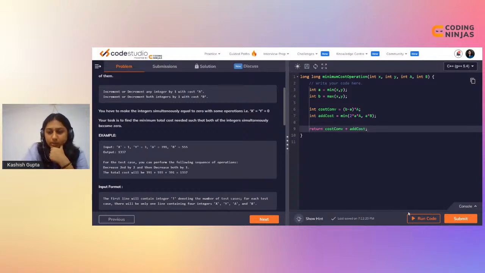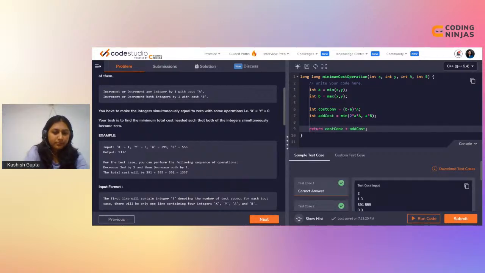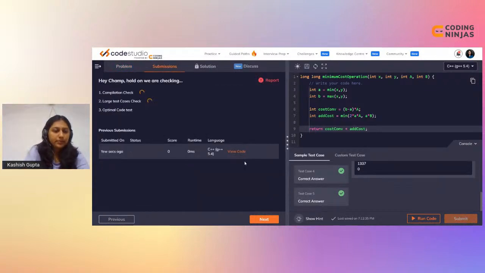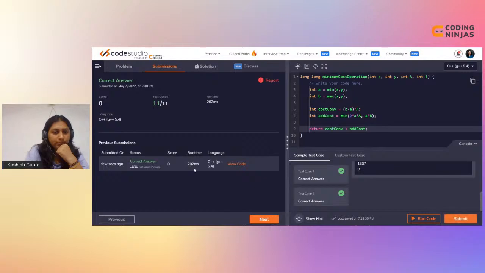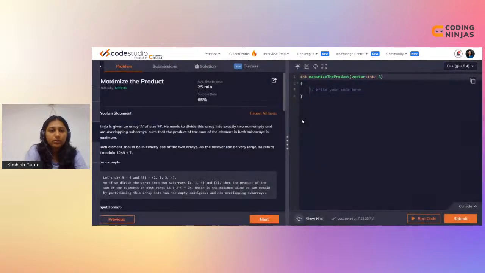Then we can simply return cost of conversion plus additional cost. Let's try running this. Seems to work. Chalo, this passed. We can move on to the second question. I hope there's no doubt with the first one.